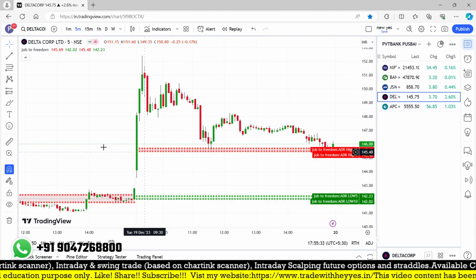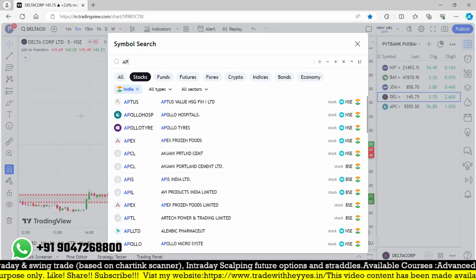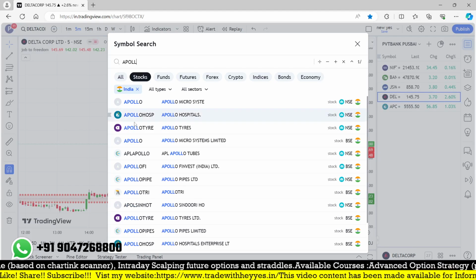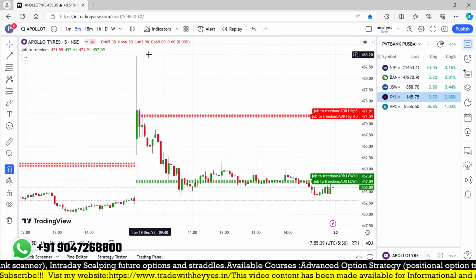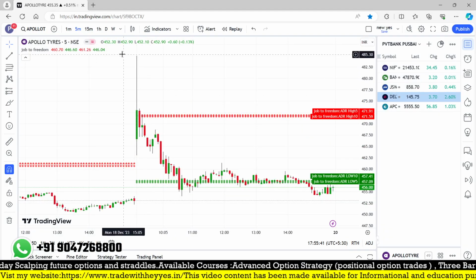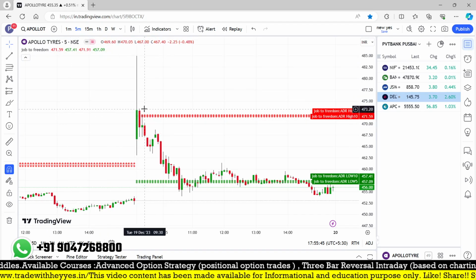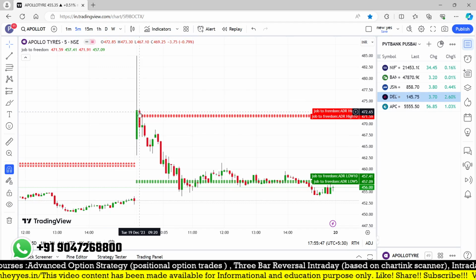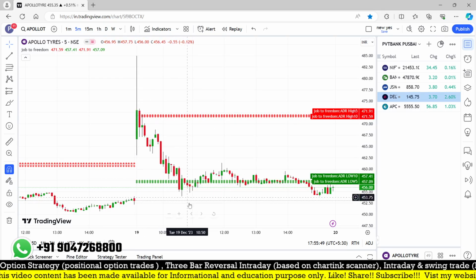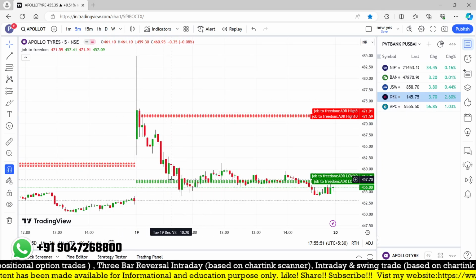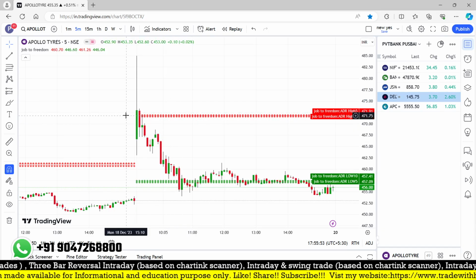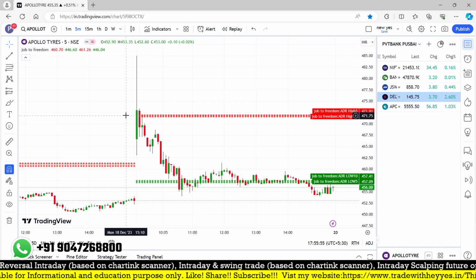And one more stock, Apollo Tyres, is the third one based on the concept, but it doesn't break the high. So if you wait for the high to break, maybe we avoid such fake signals. If you had taken it, it closed. After that it never moved higher, instead it moved lower. That's why we look for the first 5 minutes high to break.